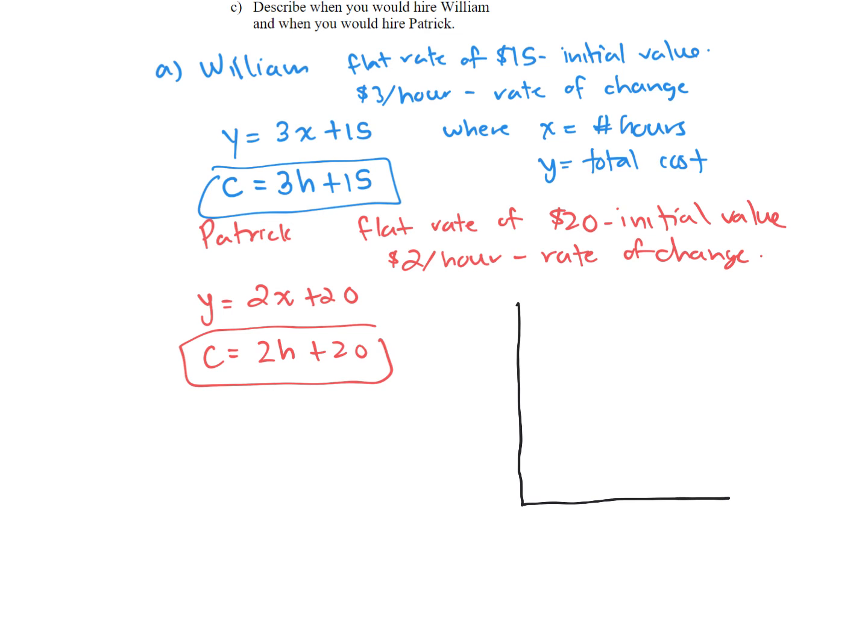So if I were graphing, the x-axis would be the independent variable, the number of hours, and the y-axis would be the cost. We could make a table of values for each if you're not sure how to graph this. If you don't know how to use the rate of change and initial value, we can make a table of values. So we would start with 0 hours because we can't have negative hours, and I might go up by 1 hour.